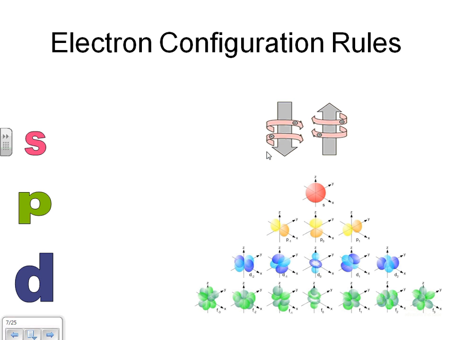So we're just going to go through the electron configuration rules. There's 3 of them. And it ties into what was talked about on Tuesday. You have the principal energy levels and then the sublevels and the orbitals.